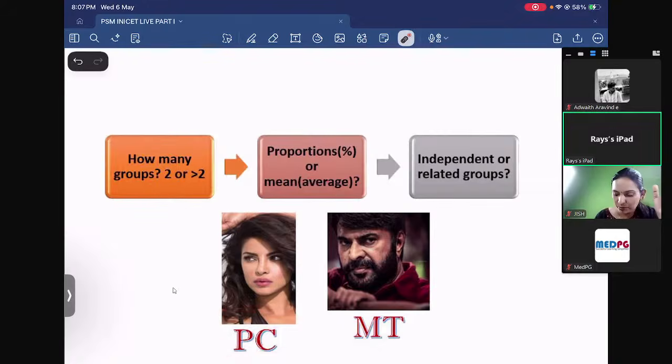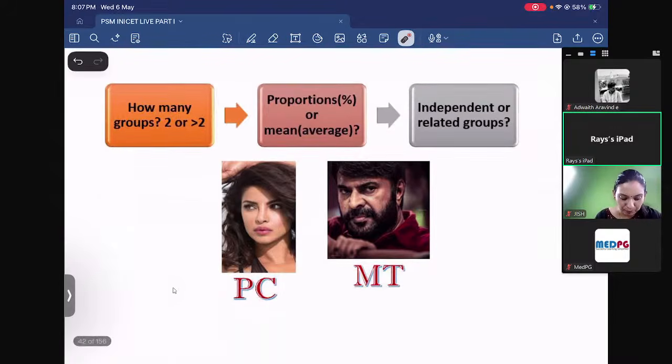PC for Priyanka Chopra, or you can remember it as: if it is proportion, you go for a test which starts with C. That is chi-square test or Cochran's Q test. Mostly it is chi-square test at your level. The question that's going to come is the big chi-square test.